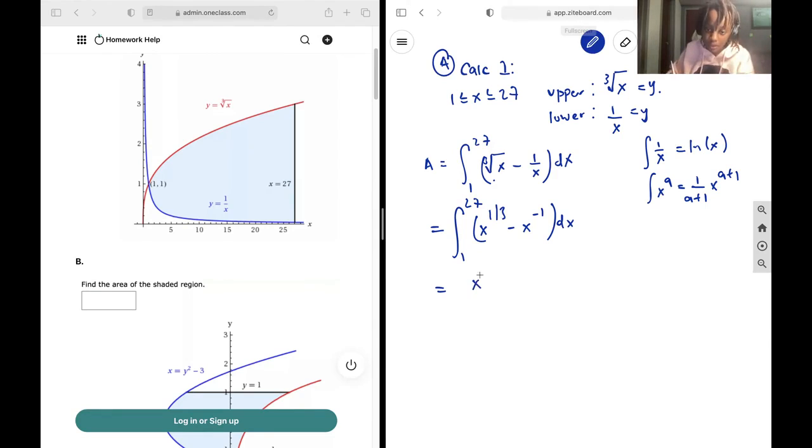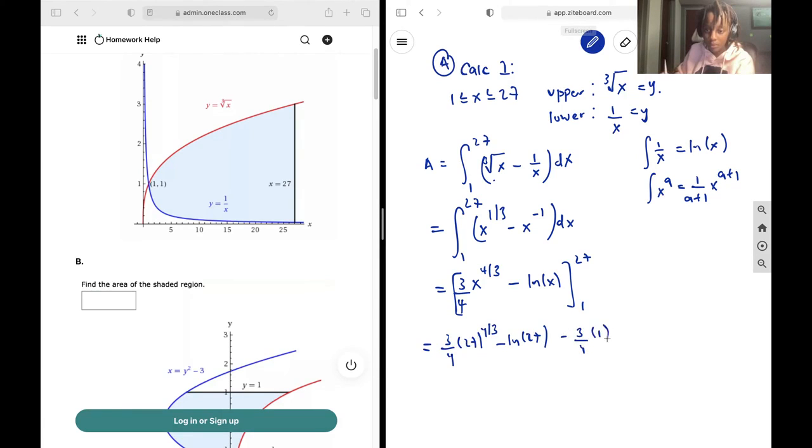So this becomes x to the power of 4 over 3 by 3 over 4 minus ln x. And since it is a bounded integral, we want to take it from 1 to 27. This will become 3 over 4, 27 to the power of 4 over 3 minus ln 27, minus 3 over 4, 1 to the power of 4 over 3 plus ln 1. And this final answer becomes 60 minus ln 27.